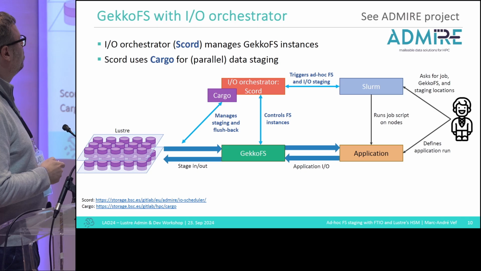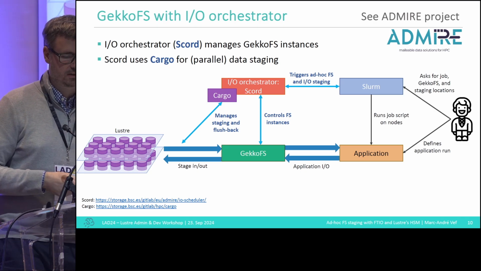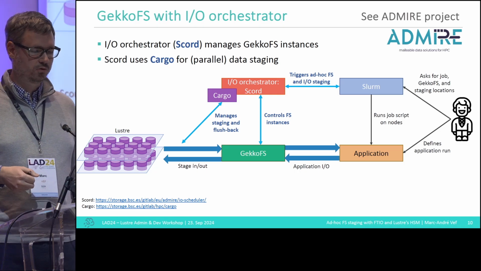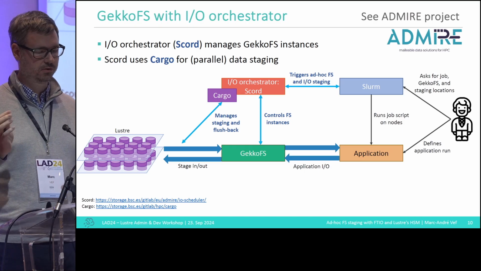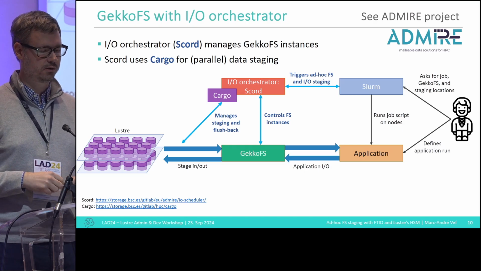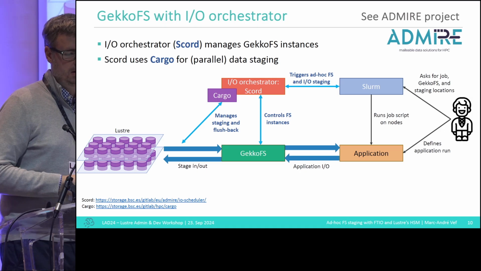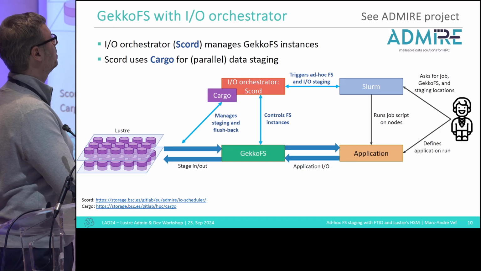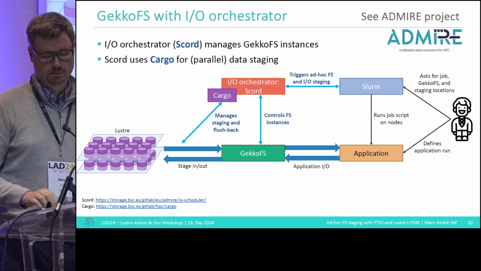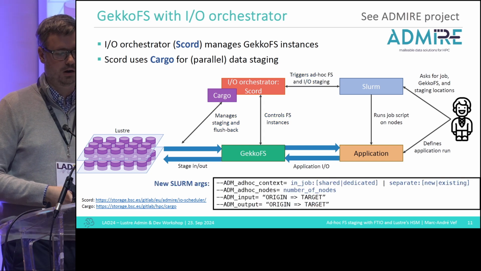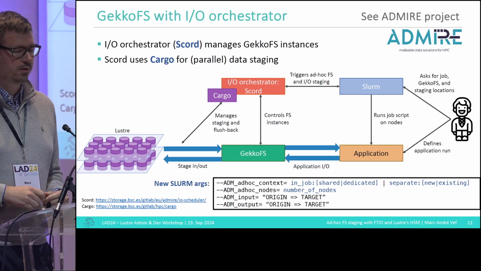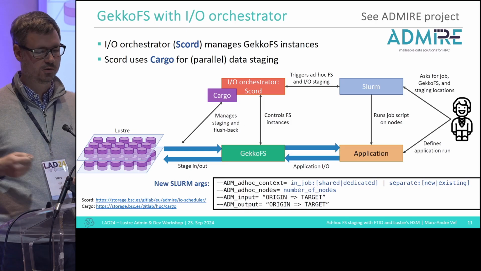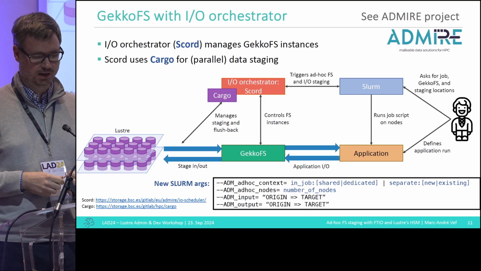And then there's an additional component which is called Cargo, which manages the data staging. This is basically an MPI application to have parallel copying between namespaces, but there's also quality of service in there and direct bindings to GekkoFS. And these are both developed by Barcelona. Then you see there's an additional one between Slurm, because there are now additional Slurm arguments that were also developed in ADMIRE, where basically users just say, I want an ad hoc storage system, and I have this input path and this output path, and then the ADMIRE framework is doing the rest.